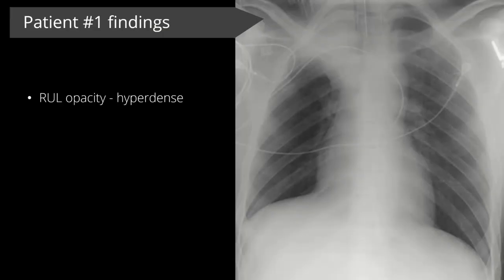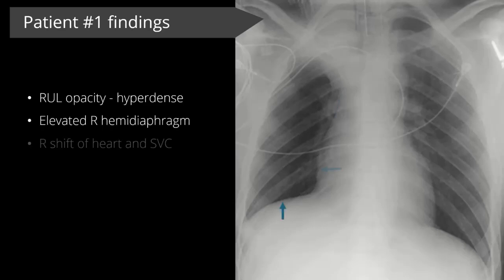Let's go through patient 1's findings. We see a hyperdense area in the right upper lobe region that extends above the clavicle. The right hemidiaphragm is notably elevated. The heart and mediastinum is shifted over rightward.